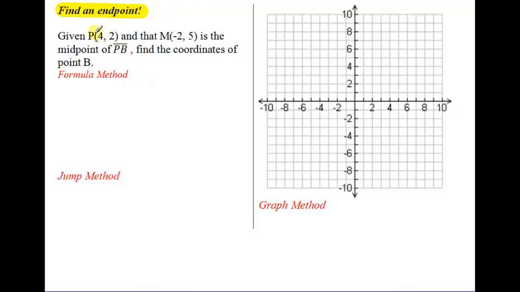First of all, we've got point P at (4, 2), and I'm going to plot that. Right here is (4, 2), point P, and point M is at (-2, 5). So right here is M. Then read on. It says that M is the midpoint of segment PB, but we have to find the coordinates of point B. So point B right now is our unknown point, and it's out at the end.